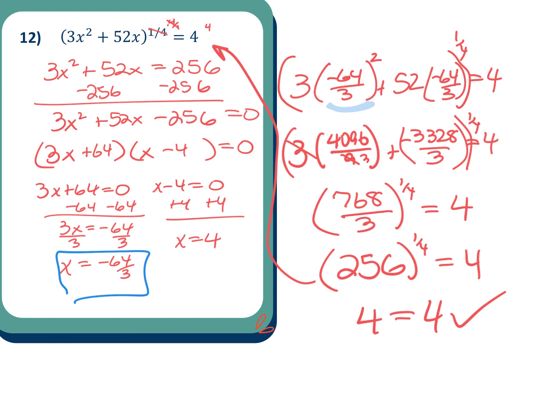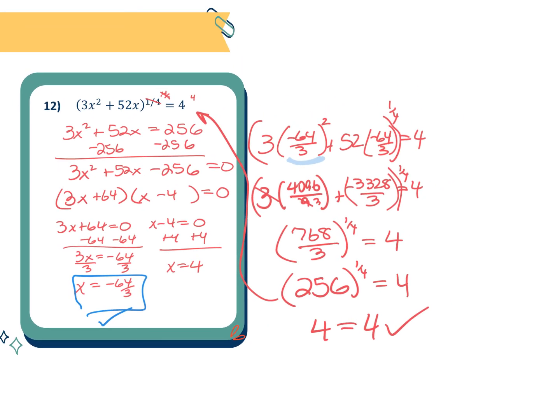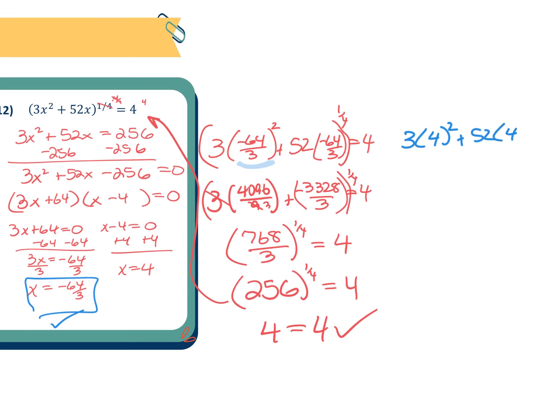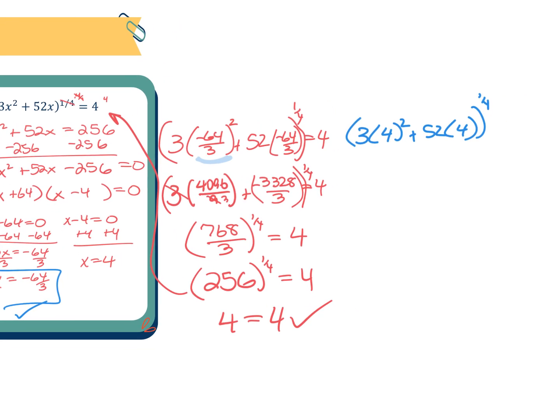This is good. Now I got to plug in the 4. So again, 3 times 4 squared plus 52 times 4, all of that raised to the 1/4 power, and I want to see if it equals 4. So 3 times 16, and 52 times 4 is, let's see, 208.